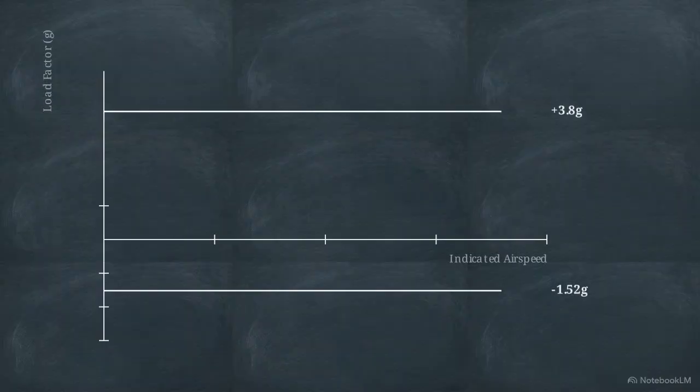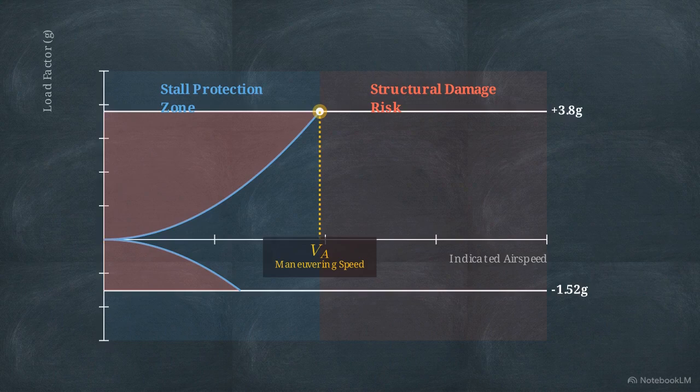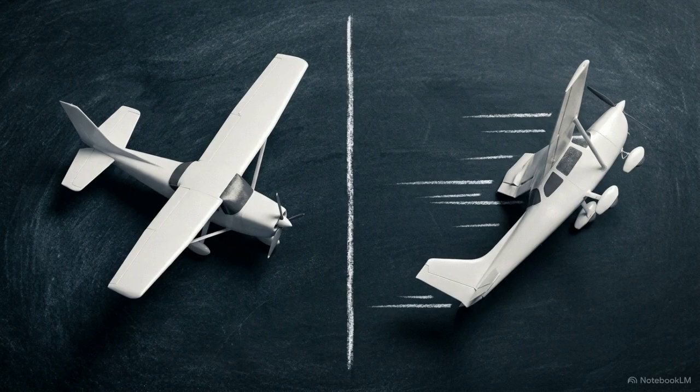However, there is a specific mathematical threshold where this aerodynamic protection disappears. It exists right here, at the exact point where the curved stall line intersects the hard horizontal limit load factor line. In aviation, this precise coordinate is called maneuvering speed, or VA. The physics of flight change completely depending on which side of this vertical line you are operating.